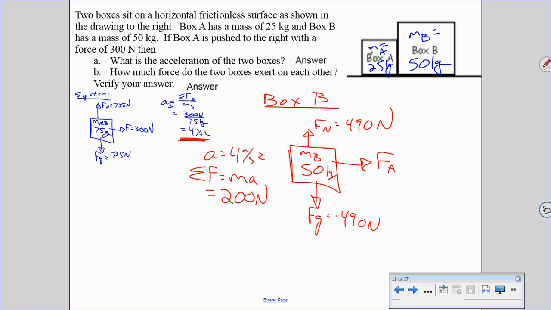So what does the force of A have to be? Just 200. Look, these forces cancel out, right? The net force on our box is 200. The only uncanceled force is the force of A. That's got to be the 200 newtons. So that represents the force of object A pushing object B.